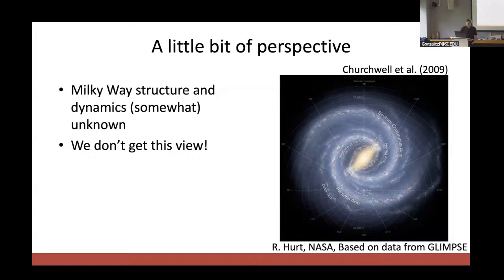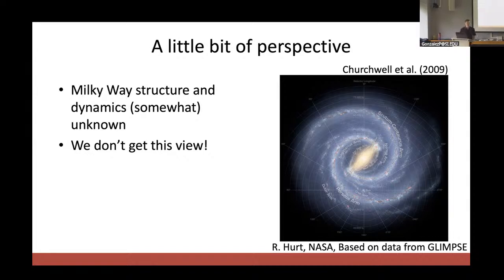I always like to start with a little bit of perspective, right? We know we live within a barred spiral disk galaxy, and we have this pretty well-known artist's impression here on the right. It is based on real data from GLIMPSE, but of course we don't have this view. We can't go outside. We can't look down upon the disk. And so while we know we're a barred spiral, the exact parameters, the exact properties of the various structure within our disk remain somewhat uncertain.